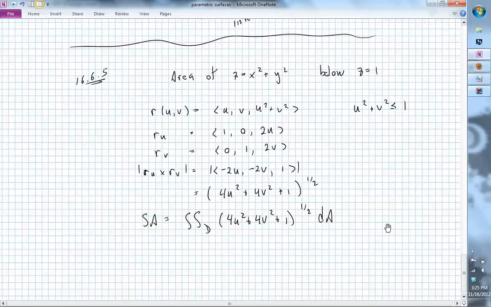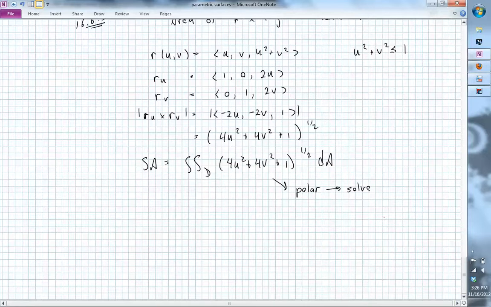This is precisely what you would have gotten if you'd used the square root of f sub x squared plus f sub y squared plus 1. The only difference is x is u and y is v now. How would you do this integral at this point? Go polar, right?